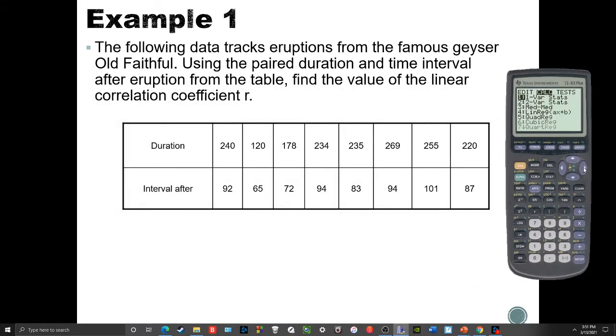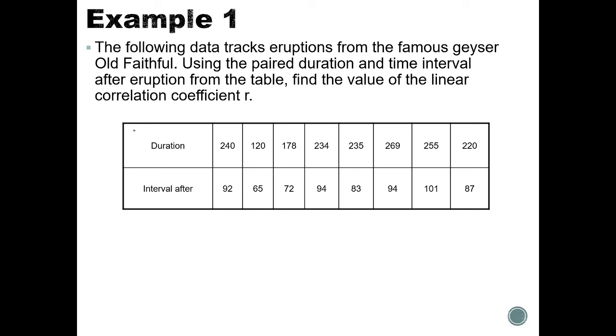So stat, calculate, edit. Enter our list first. I already have them pre-entered, that's why I kind of skipped that step. So you enter your duration in column X, or list 1. You enter your intervals in column Y, or list 2. So I did this as my L1, this is my L2. It actually does not matter which one you put in as L1 and L2. Your r will be the same. So again, it doesn't really matter.